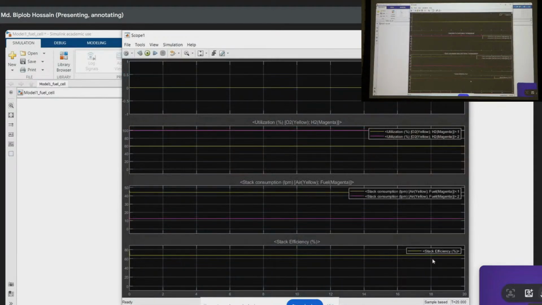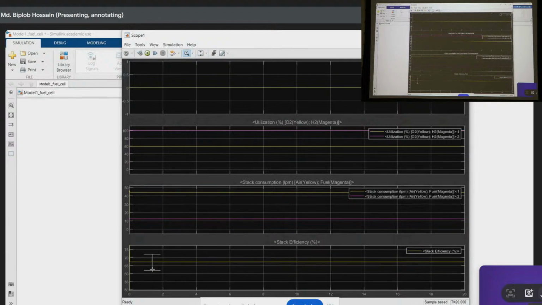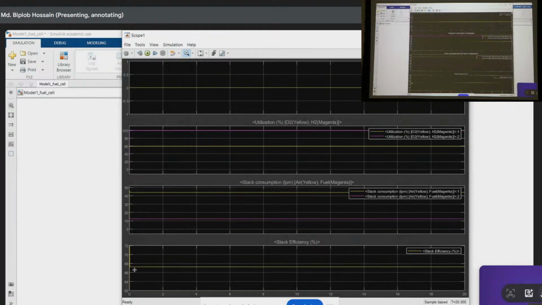And the stack efficiency is how much? Here we can see. So the stack is operated in between 66% to 68% efficiency.